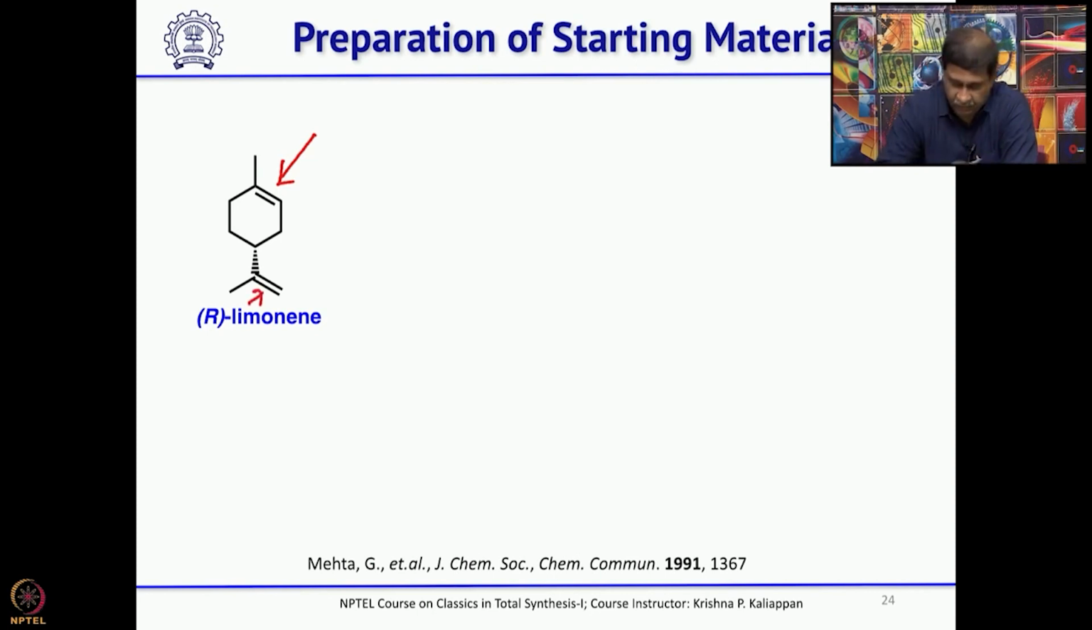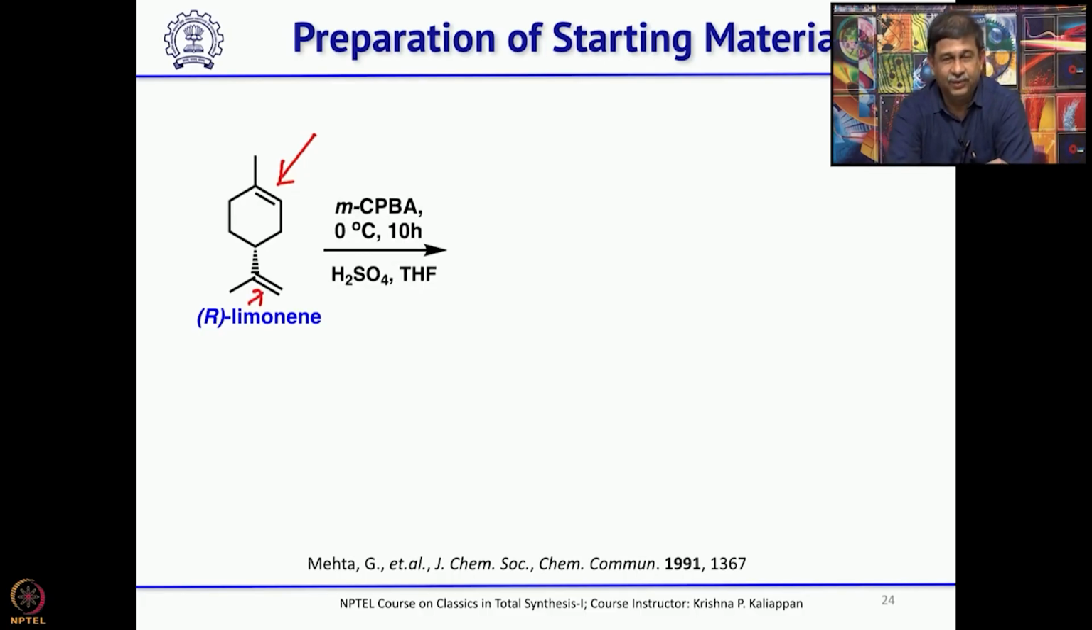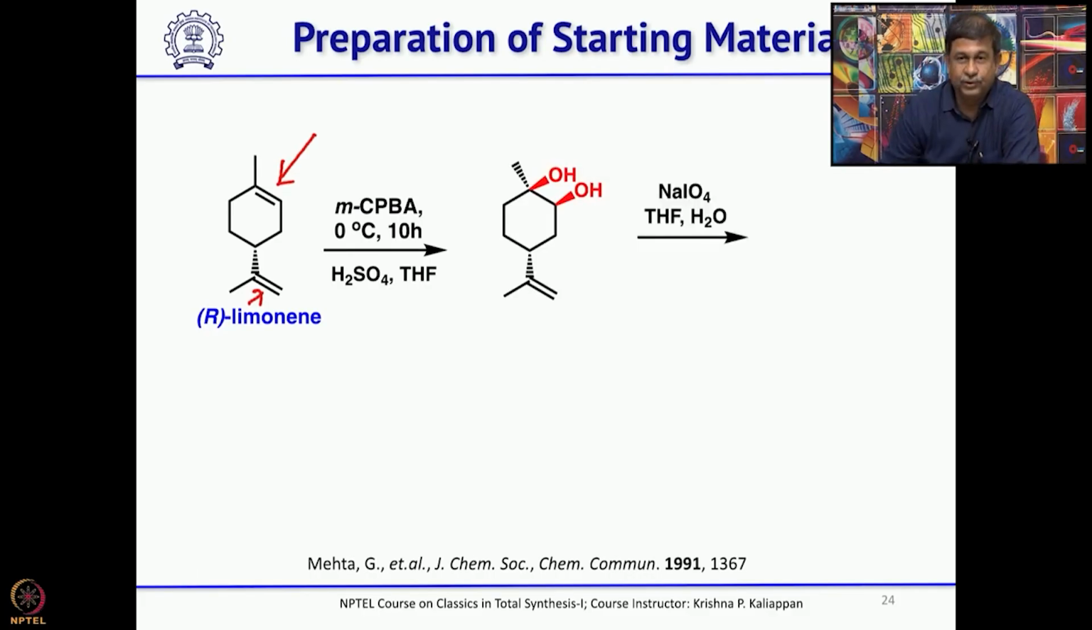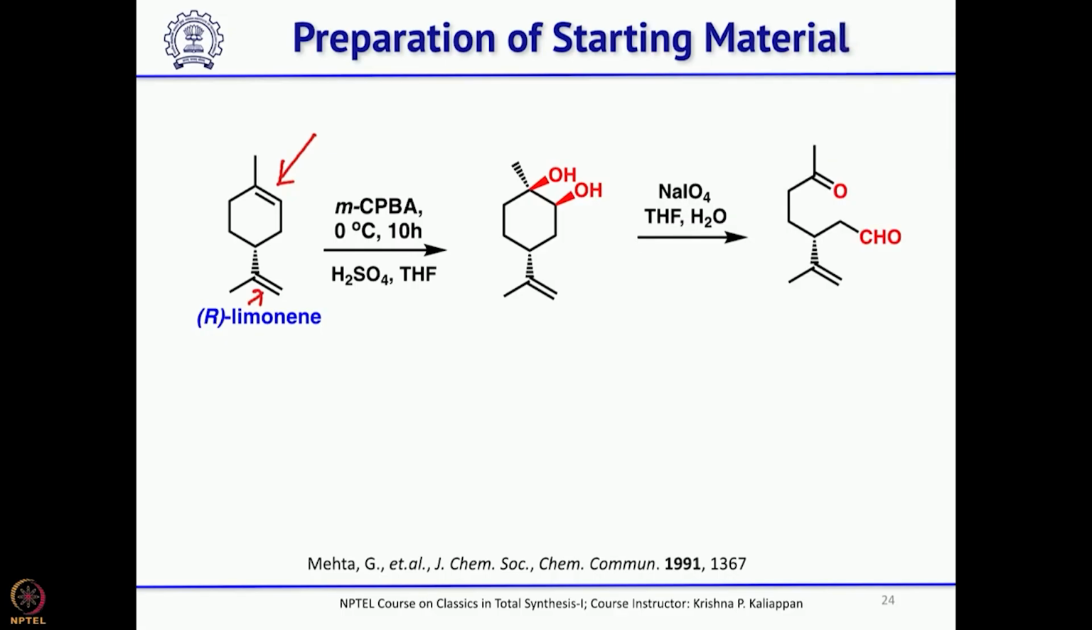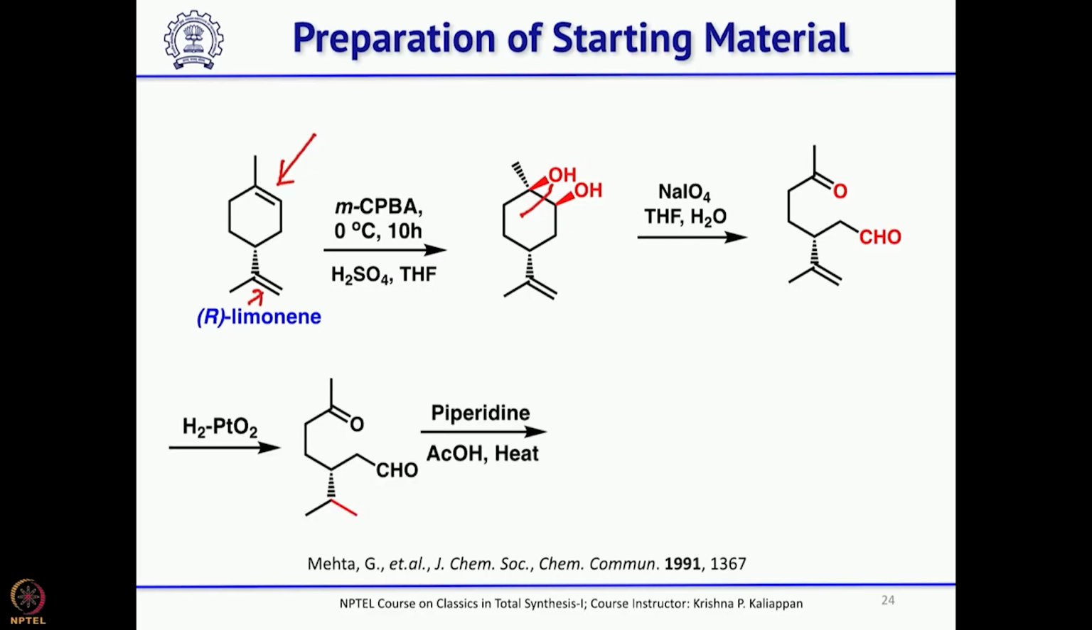So, the trisubstituted double bond was epoxidized and then opened with dilute sulfuric acid to get the corresponding diol, and that was cleaved with sodium periodate to get the ketoaldehyde, because if you cleave this you get the corresponding ketoaldehyde. Then reduce the double bond, so as to get the isopropyl group, followed by intramolecular aldol reaction, which will give you the 5-membered ring with aldehyde.